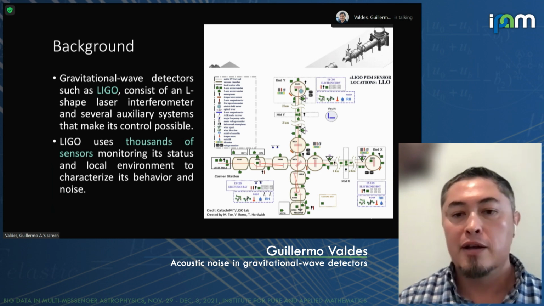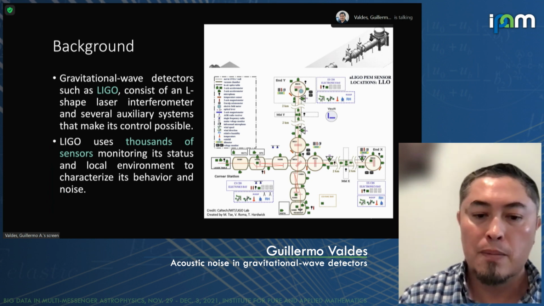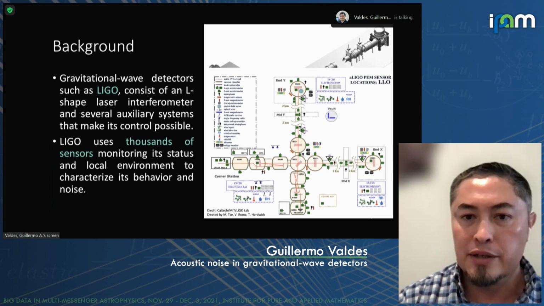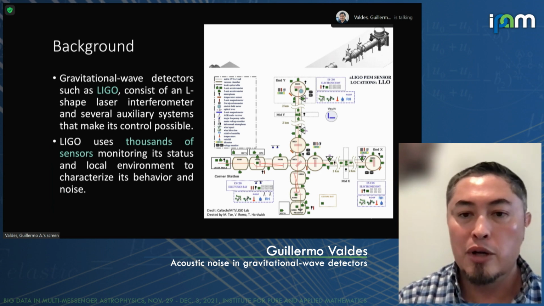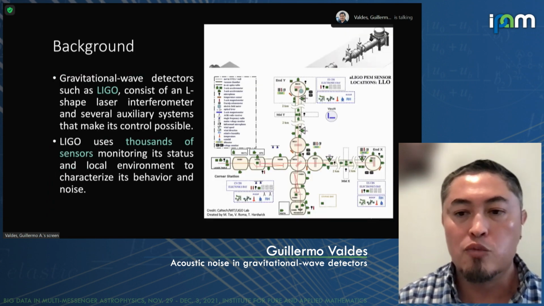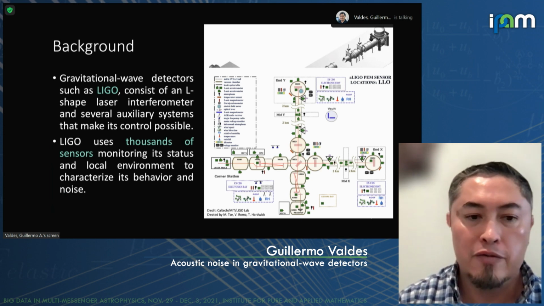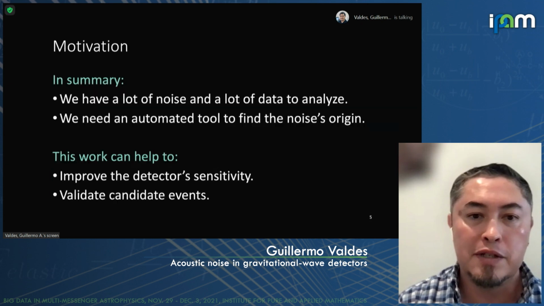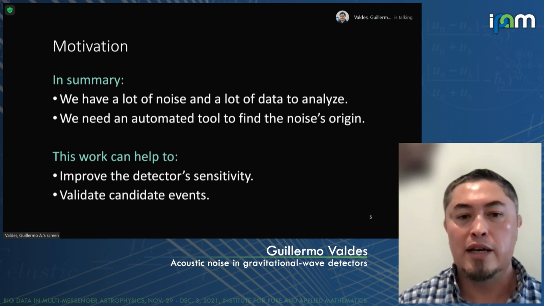In this case, we have monitors for environmental disturbances. We have accelerometers, temperature sensors, and also magnetometers, but for this talk, we're going to focus more on the acoustic noise, which is the noise recorded by the microphones. So now we have thousands of sensors. In summary, we have a lot of noise and a lot of data to analyze.